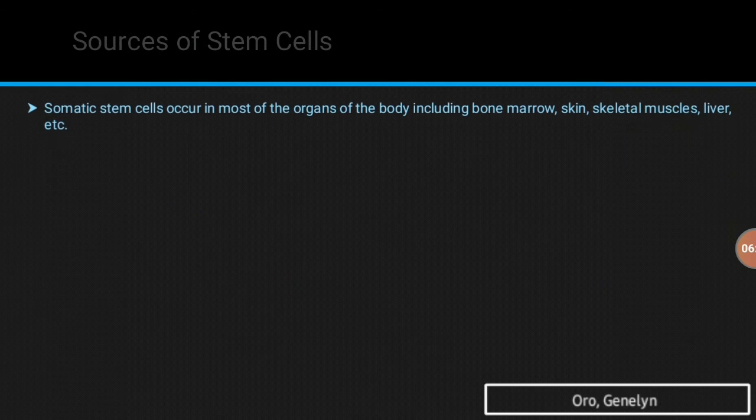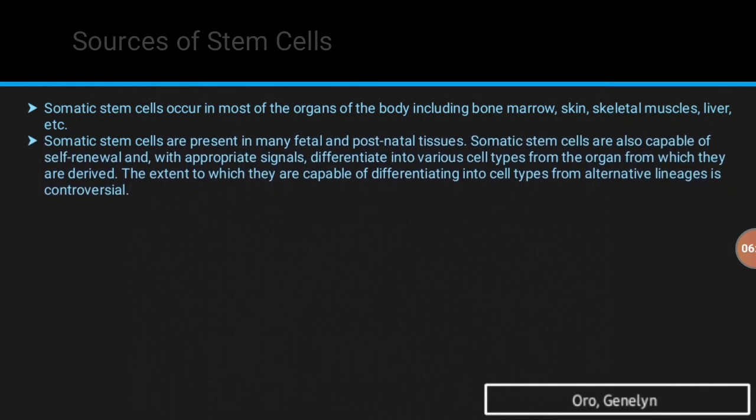Somatic stem cells occur in most of the organs of the body, including bone marrow, skin, skeletal muscles, liver, etc. So that's what I've said earlier. Somatic stem cells are present in many fetal and postnatal tissues. Somatic stem cells are also capable of self-renewal and, with appropriate signals, differentiate into various cell types from the organ from which they are derived. The extent to which they are capable of differentiating into cell types from alternative lineages is controversial.